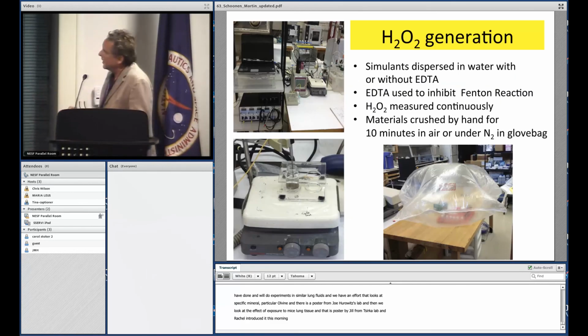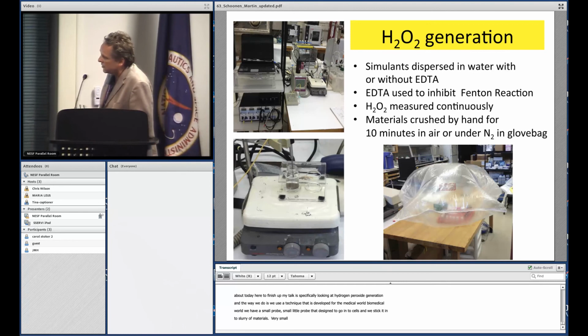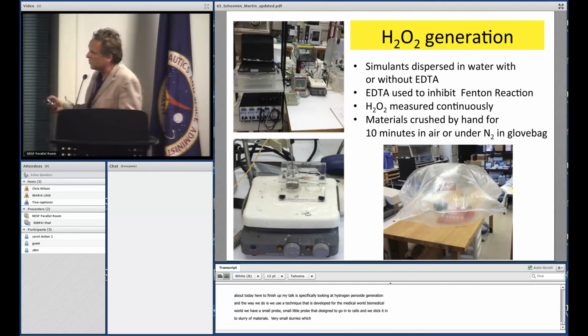So what we do in my lab, and what we're going to talk about today to finish up my talk, is specifically looking at hydrogen peroxide generation. And the way we do this is we use a technique that was developed for the medical, or biomedical, world, where we have a small probe. You can't really see it, but there's a small little probe that is designed to go into cells, but we can stick it into slurries of materials. So here's a close-up picture. We can do these experiments in very small slurries, which is important because a lot of the material is not available in large quantities.